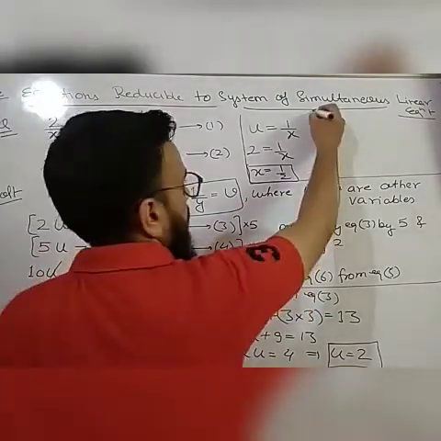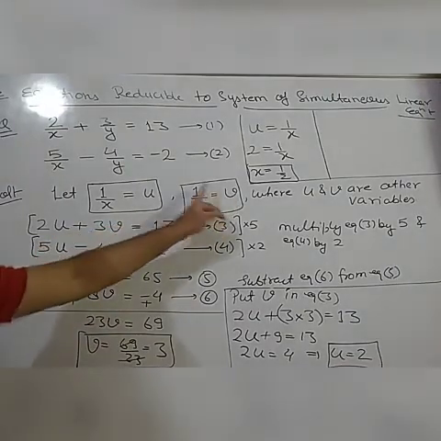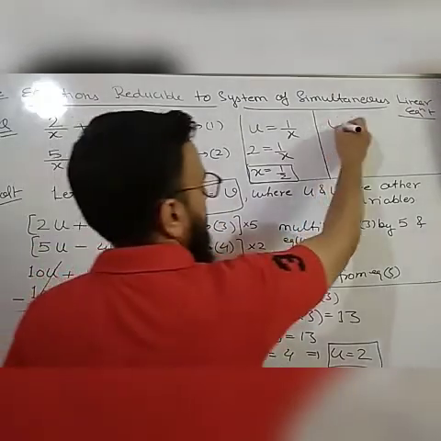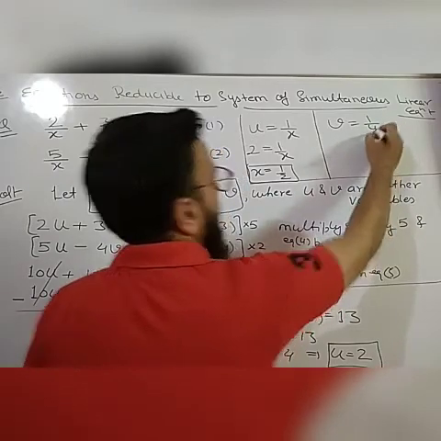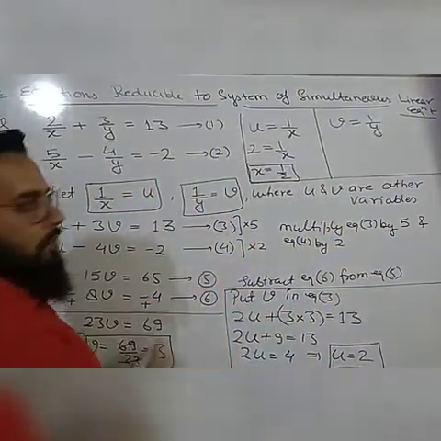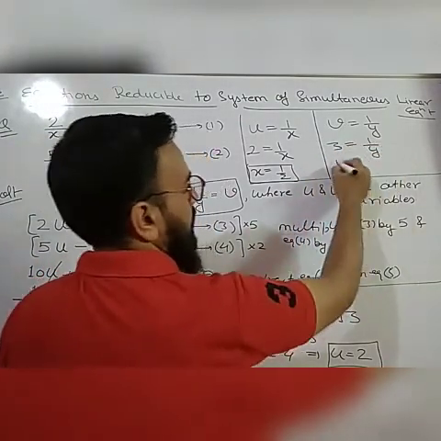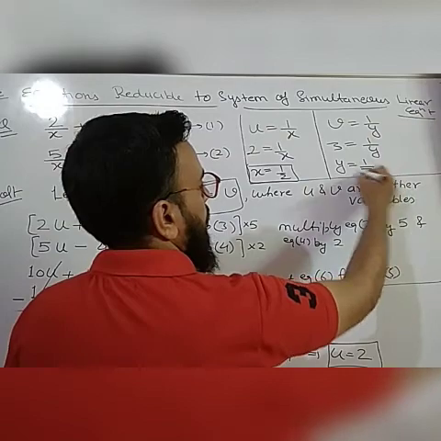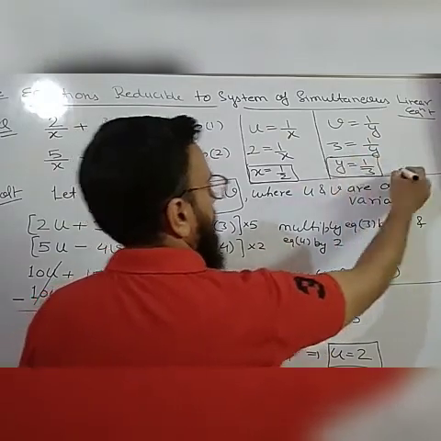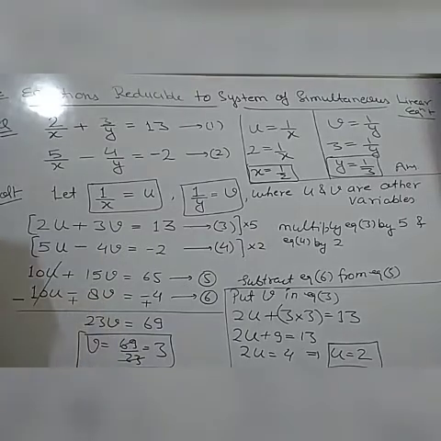Similarly, what will be the value of y? V is equal to 1 upon y. Put it in this equation. V is equal to 1 by y. So what is the value of v? V is equal to 3. So we can write it as 3 is equal to 1 upon y, or y will be equal to 1 by 3. So these two are the answers. Clear? First note it down.